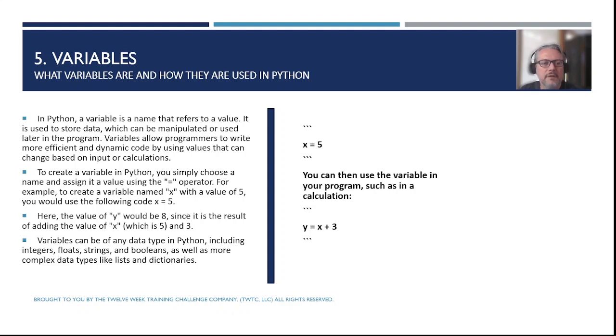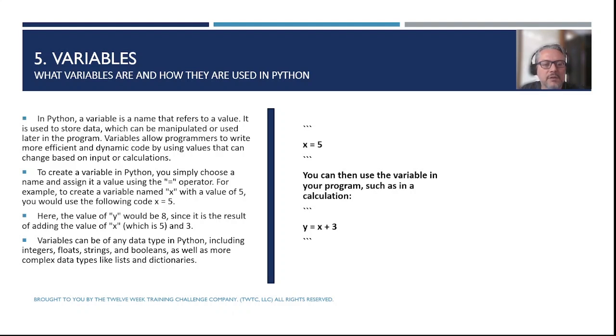So variables. What are variables and how are they used in Python? In Python, a variable is a name that refers to a value. It's used to store data, which can be manipulated later in the program. Variables allow programmers to write more efficient and dynamic code by using values that change based on input or calculations. To create a variable in Python, you simply choose a name and assign it a value using the equal operator. For example, to create the name x with the value of 5, you would just use the following code, x equals 5, as in the example on the right.